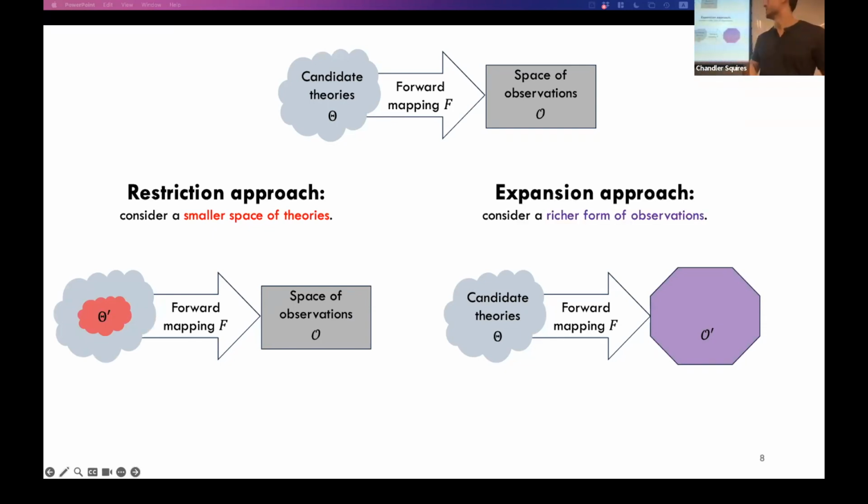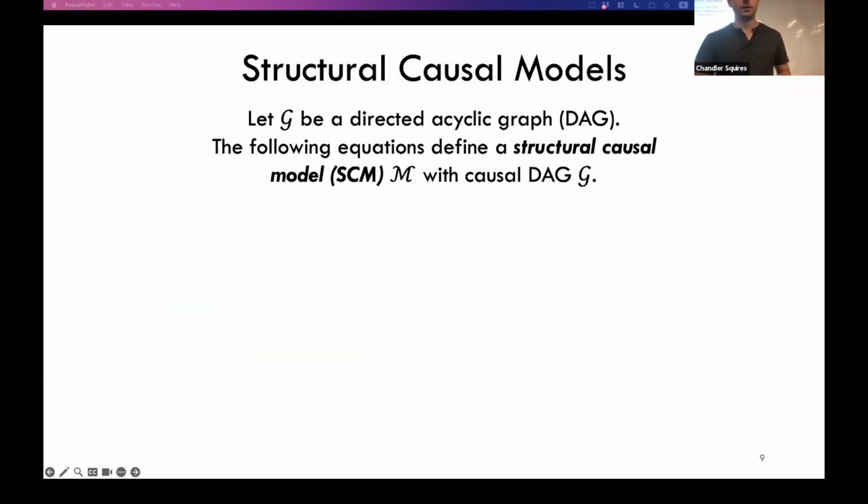The other approach would be an expansion approach. So instead of trying to restrict ourselves in terms of the space of theories, we're actually going to blow up the space of observations and say that we observe more about the system. In particular, what I'm thinking about today is the system across different interventions or different distribution shifts, different contexts, where there's more data that's going to be helpful when we're going back to the theory.